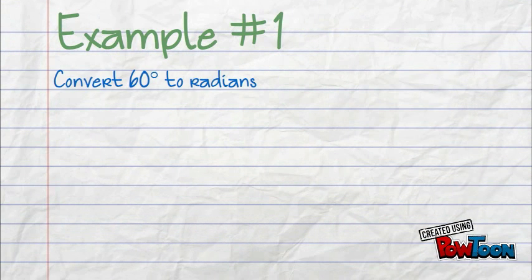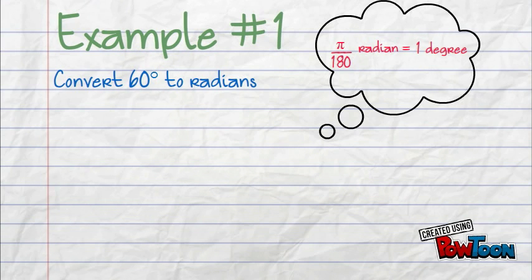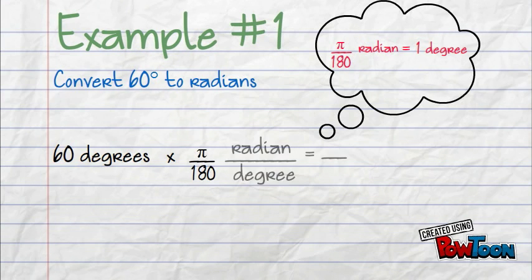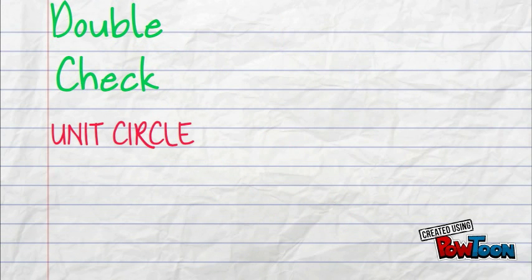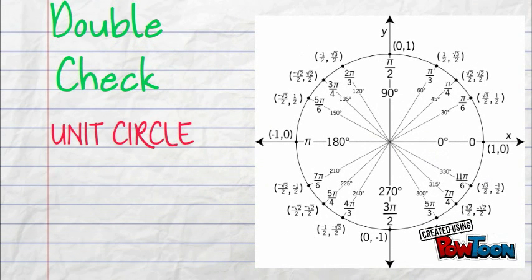Okay, so example 1, we have converting 60 degrees to radians. So we're going to use that formula from before. So we'll start off with 60 degrees times pi over 180 radians per degree. We'll cross cancel the degrees, and then we'll multiply 60 pi over 180. We simplify and we end up with pi over 3.